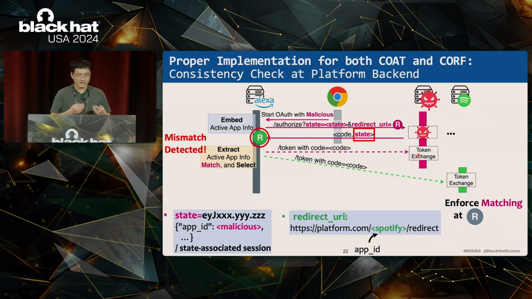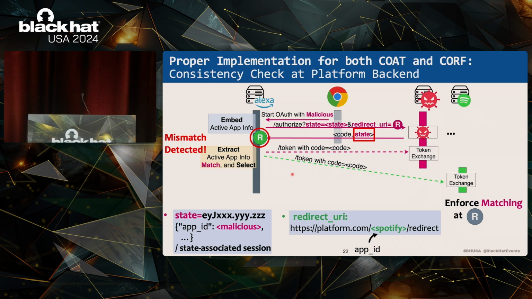Why would it be an effective approach? Because in this way, if there is a COAT or CORF attack going on, the state parameter would indicate a malicious app's identity, but the redirect URI would indicate a benign app. So now the app mismatch would make the attack detectable by the platform. So now I've finished the cross-app part, and I'll hand over the presentation to Symbol to talk about the cross-user attack.